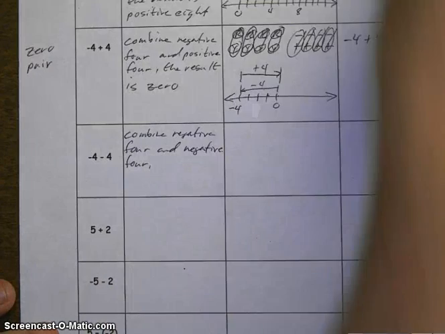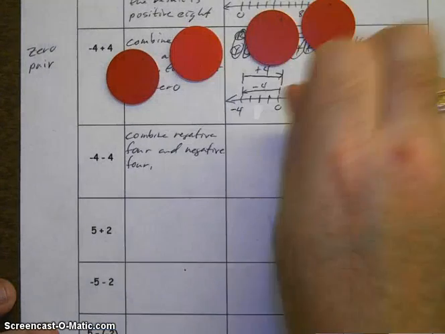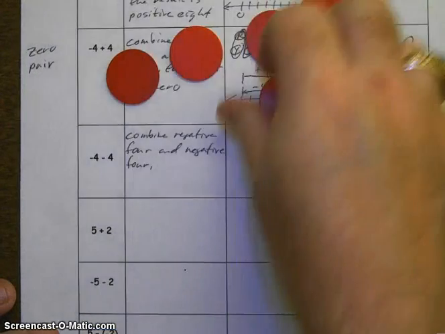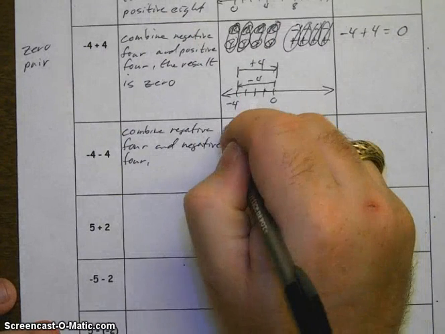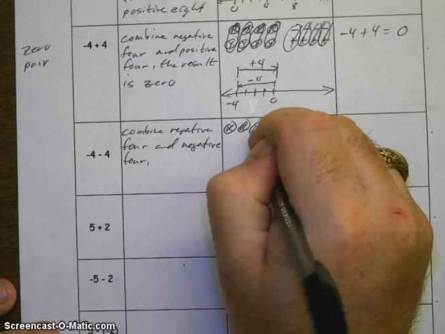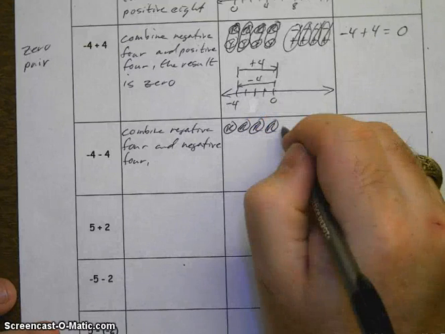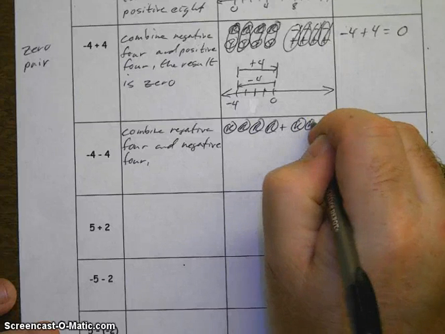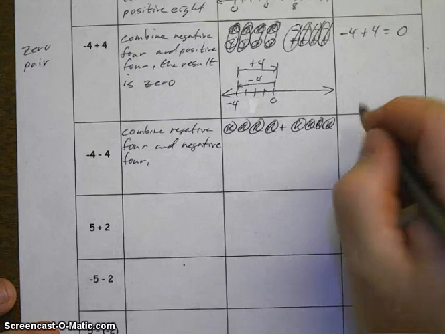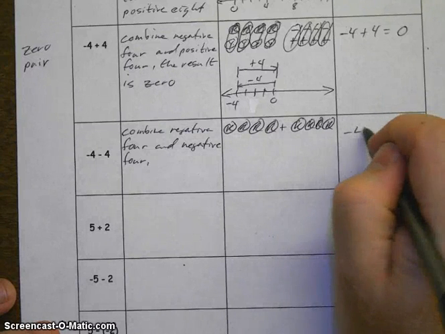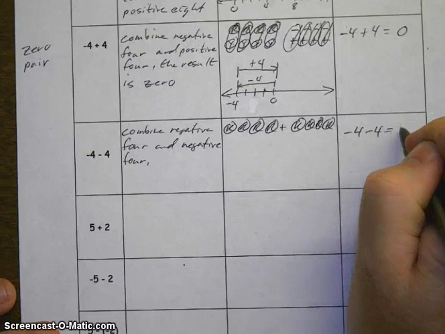Okay, so if I have 4 reds and I put another 4 reds with it, altogether I have 8 reds. So altogether it's 8 negatives. So if I have 1, 2, 3, 4, and I put with that another 4 reds, the result is 8 reds or 8 negatives. So -4 and -4 equals -8.